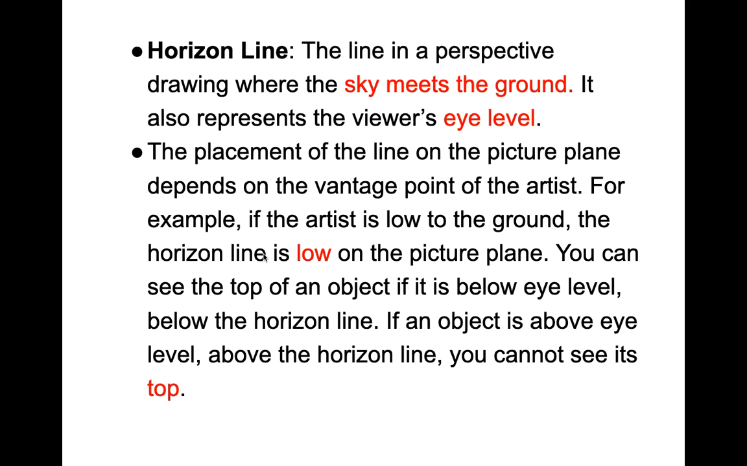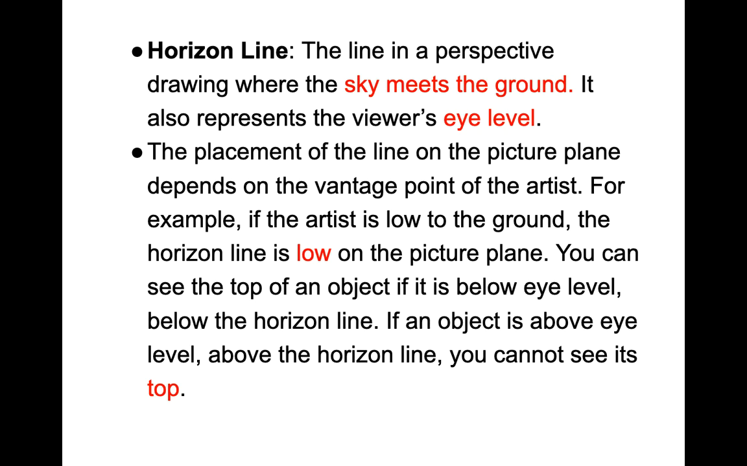The horizon line, also known as the eye level, is a line in perspective where the sky meets the ground. Again, it can also represent your eye level. It's the first thing you're going to draw in a perspective drawing. The placement of this line on your paper, the picture plane, depends on your vantage point.